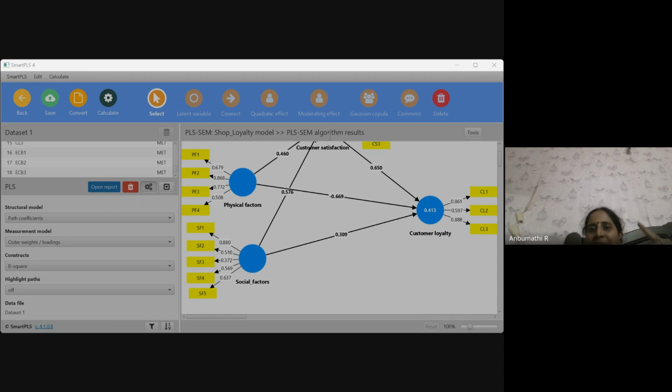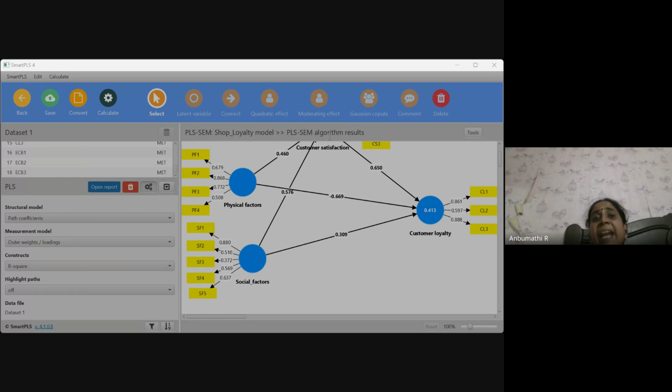You know about the trial and error method. So it will bootstrap 5,000 times, creating 5,000 subsamples to test whether the relationship is significant or not. Here, by default, it will have 5,000, so go with the 5,000. Please don't change the default settings. I'll explain one by one. This do parallel processing is most important, leave it.